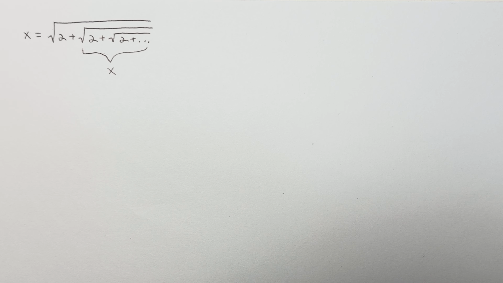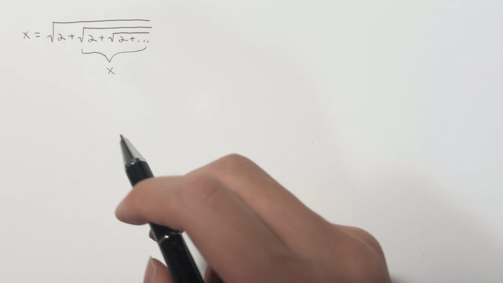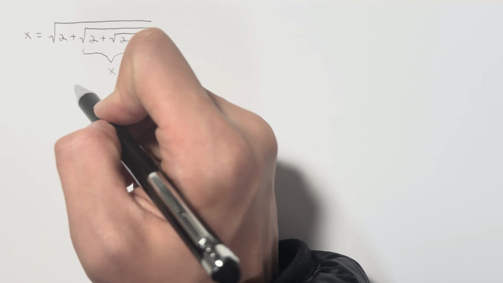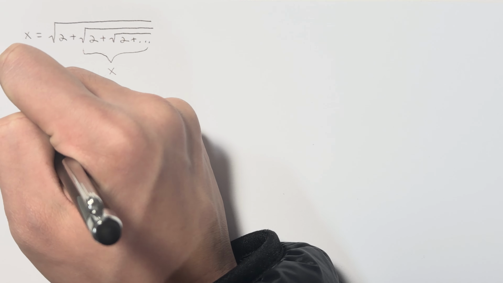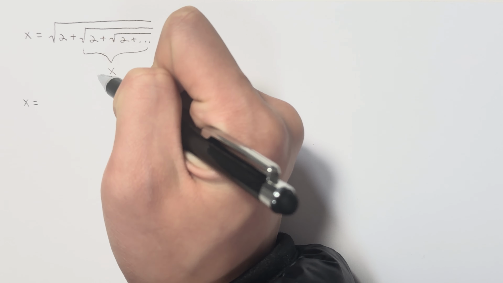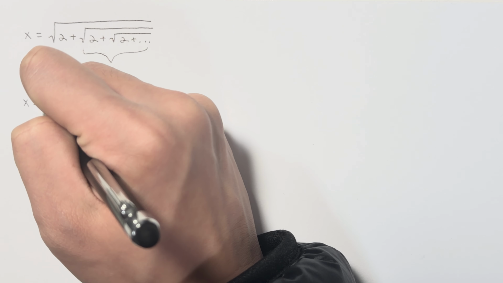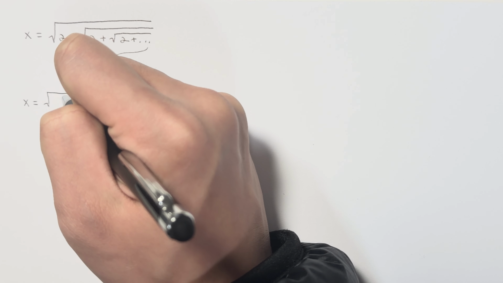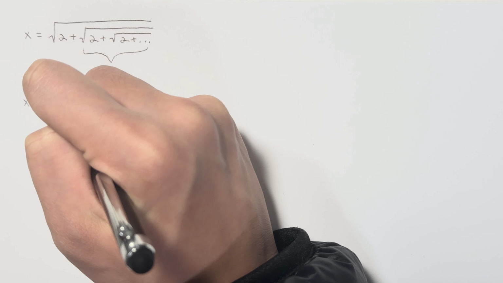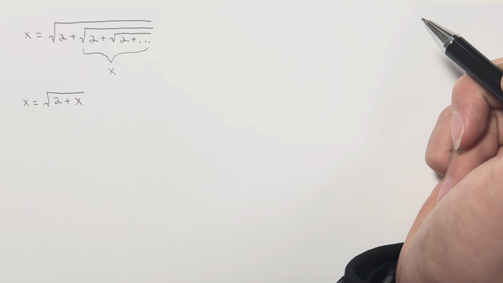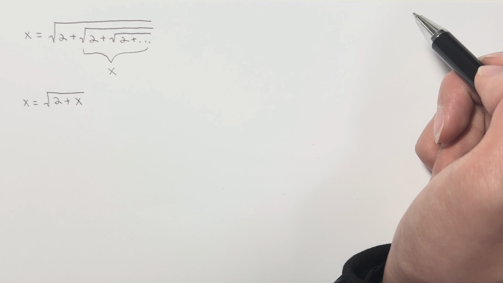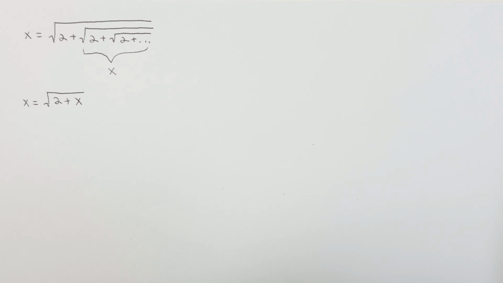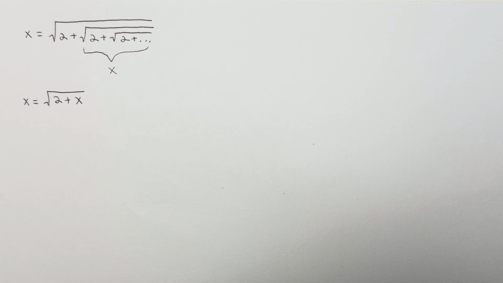So if we call the whole thing x, then what's under the first radical is also x. This means we can write x equals the square root of 2 plus x. We just turned an infinite expression into a simple equation. This is a key trick, recognizing that infinite patterns have this self-referential property. Now we just need to solve this equation.